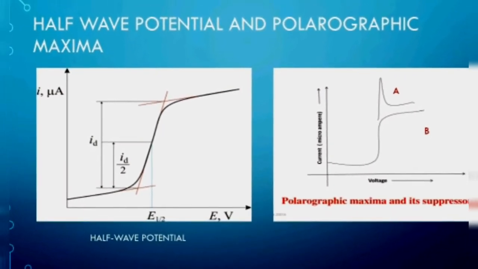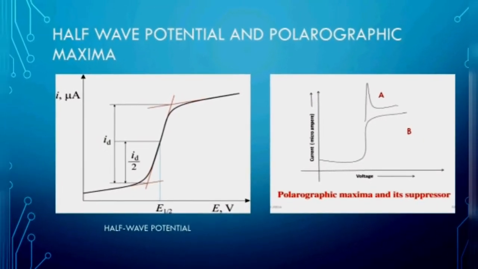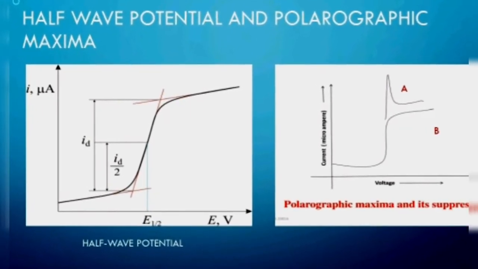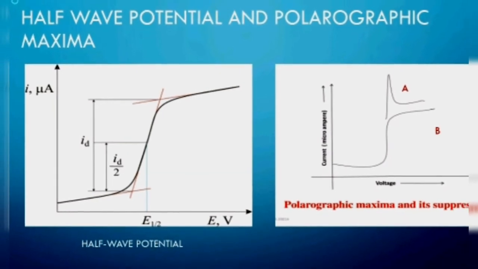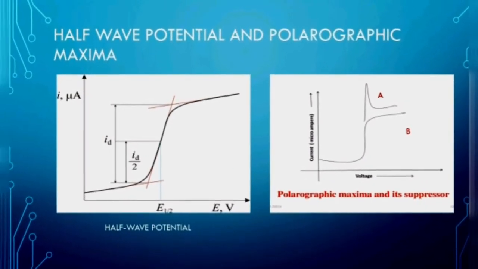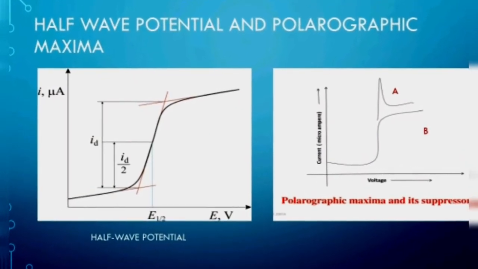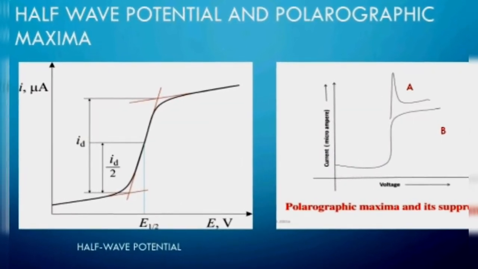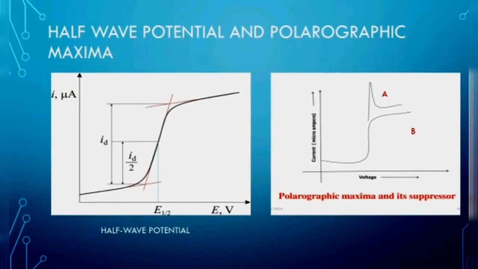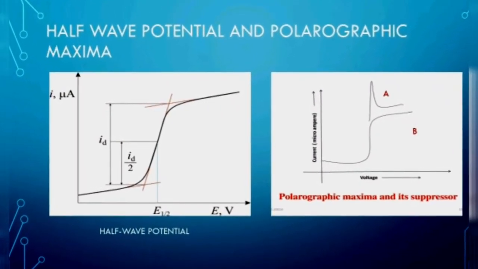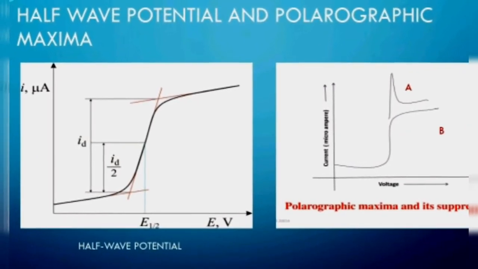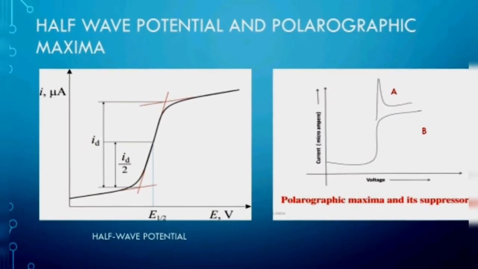So maxima can be eliminated by the addition of organic surfactants or surface active agents like gelatin, agar-agar and methyl red. These surfactants are known as maximum suppressors. The graph will show you the sudden fluctuation or the sudden peak that is arising out of nowhere and the disturbance that it causes. So A is the peak and B is the normal curve that we should obtain.